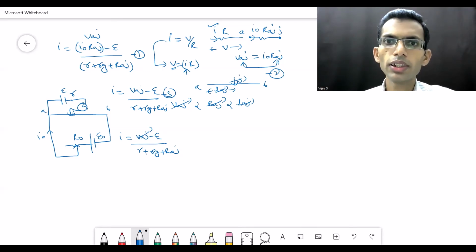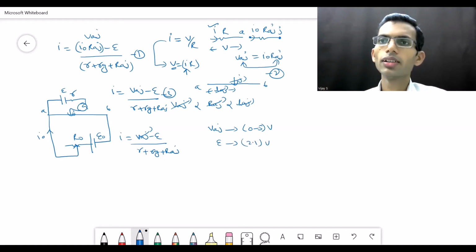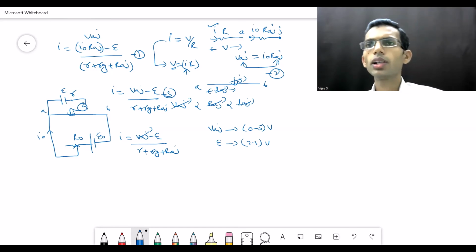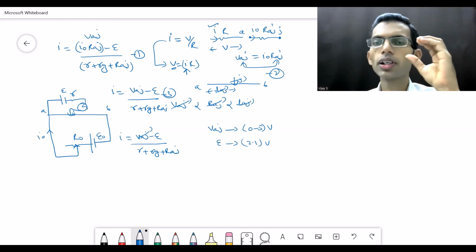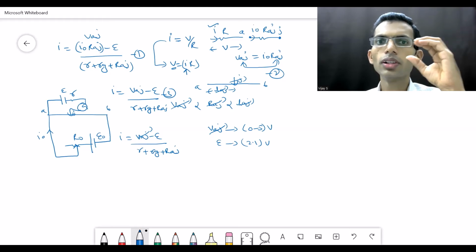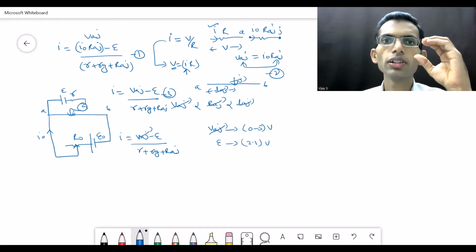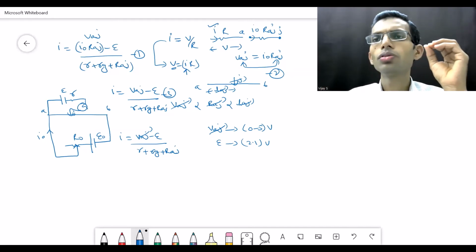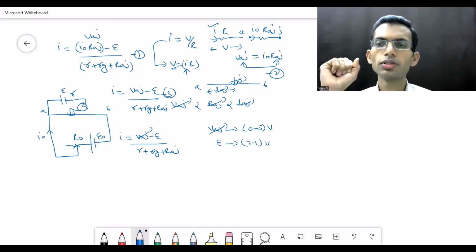So let us say VAJ varies from 0 to 5 volts when we move the moving contact, and the EMF value is 2.1 volts. Right? So you can see 2.1 volts is present between 0 and 5 volts. That means for a particular position of the moving contact, this potential difference is going to become equal to the EMF. Then from equation 3, when VAJ becomes equal to E, current becomes 0.